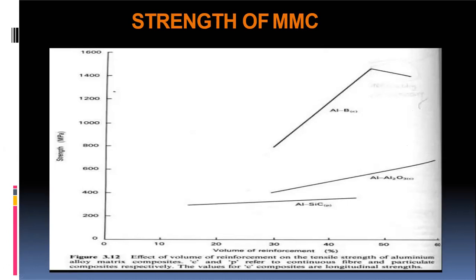So these are the three materials used for the strengthening of metal matrix composites. See the graph for a while.